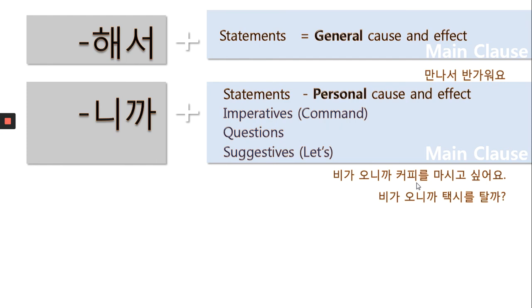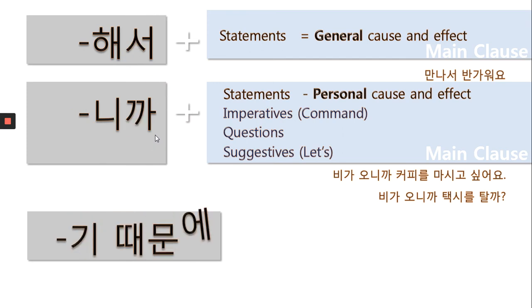Okay, how about this sentence? 비가 오니까 택시를 탈까? 택시를 타다 is take a taxi. 르까 or 르까요 is shall we, right? So shall we take a taxi? So what is the main clause here? 택시를 탈까 is the main clause. When the main clause is a question, instead of using 해서, we need to say 니까. Okay? So if you say 비가 와서 택시를 탈까? 100% wrong. Okay? It doesn't make sense. You cannot change here because when it is a question or command or let's, always 니까.